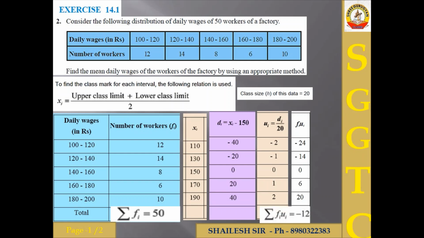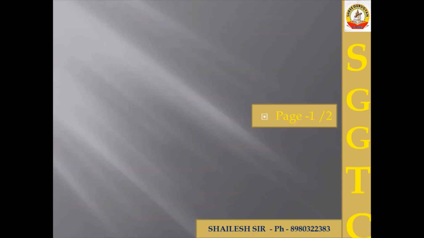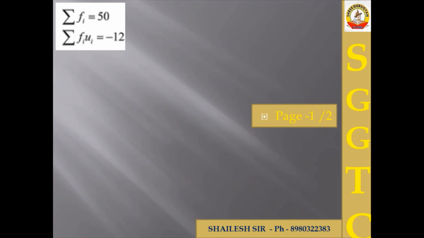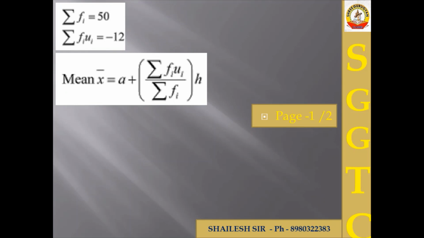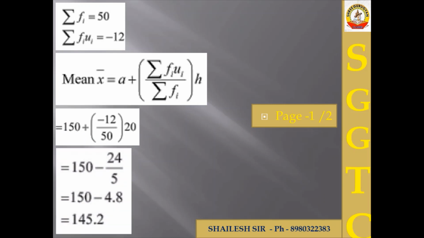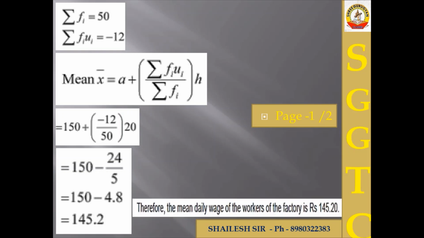And this minus 12 value, I indicate here as summation of sigma fi ui. Now I go: sigma fi is 50, sigma fi ui is minus 12, and my formula is assumed mean plus sigma fi ui upon sigma fi into h. H is the class size, meaning interval length. Put in all the values and calculate further, and you get the answer 145.2. Yes, 145.2 is your final answer. So therefore the mean daily wage of the workers of the factory is 145.20 rupees.